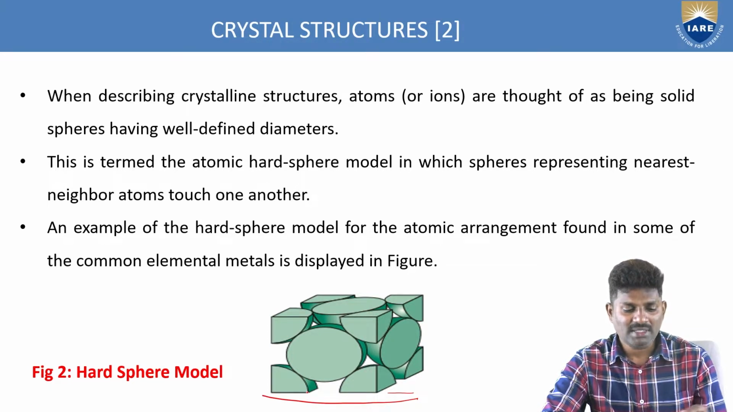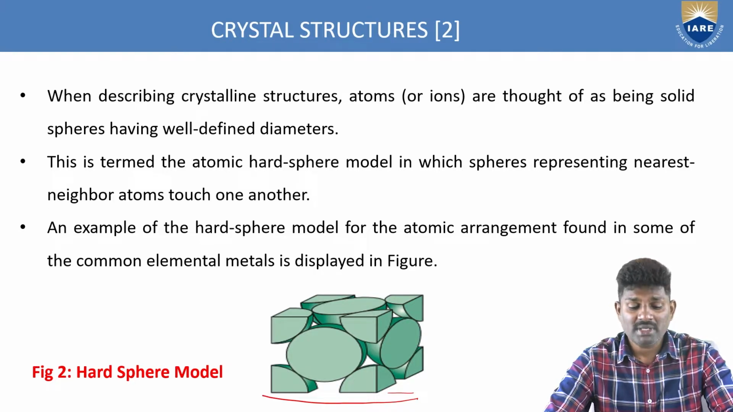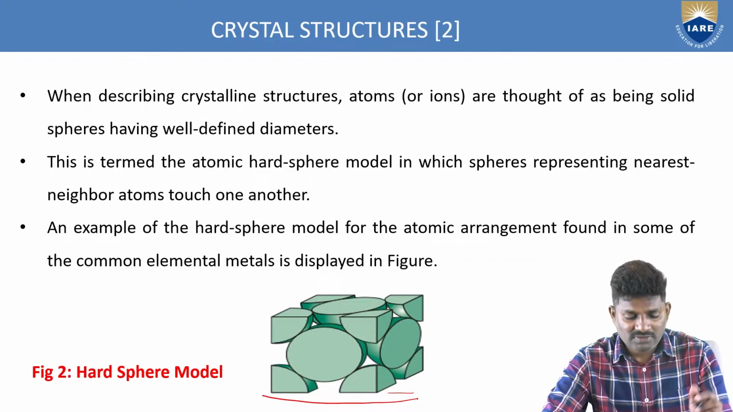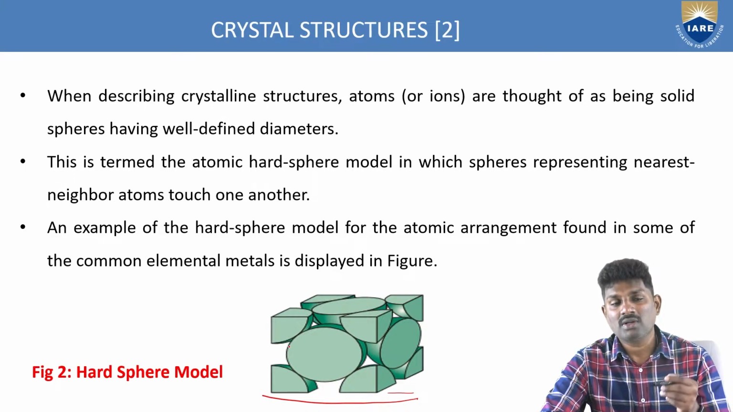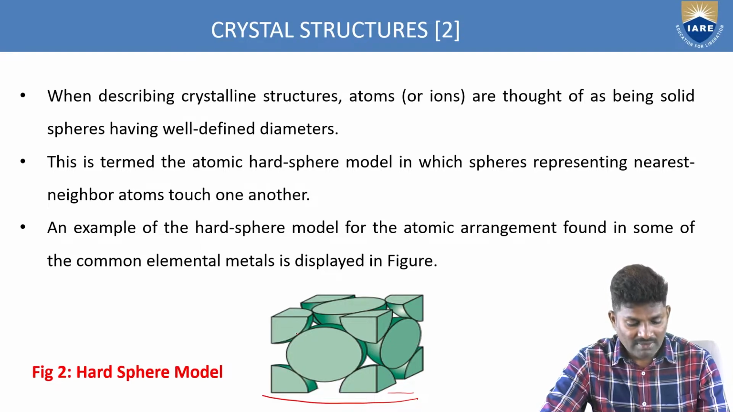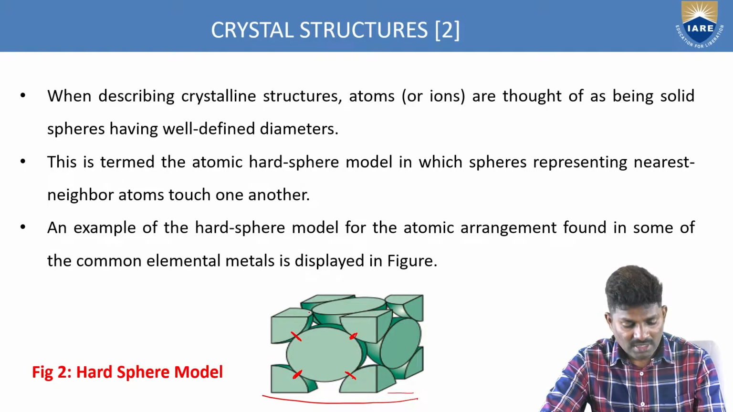What is happening here? This is termed the atomic hard sphere model, in which the spheres represent the neighboring atoms touching one another. In this case, we can easily see how the neighboring atoms are in contact, or how they are bonding with each other. Wherever you look here, you have some bonding between the neighboring atoms. Here we have some bonding, here also, here also. And everywhere you can see the edges are directly in contact.